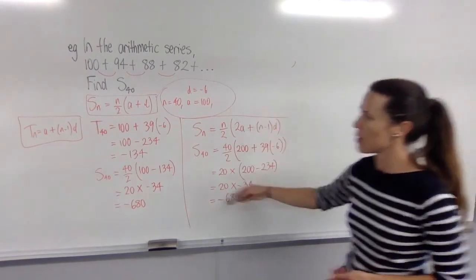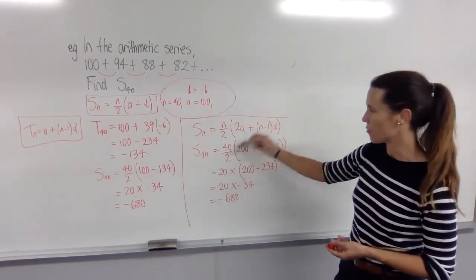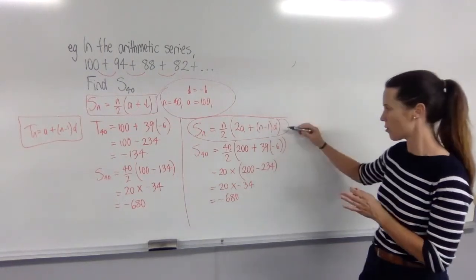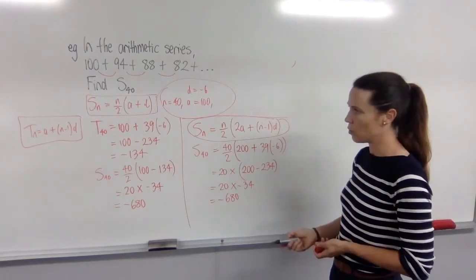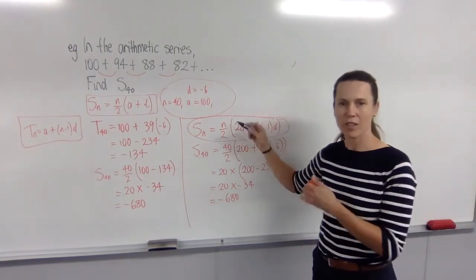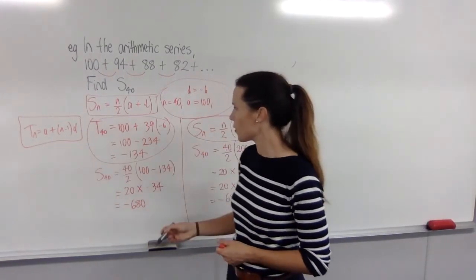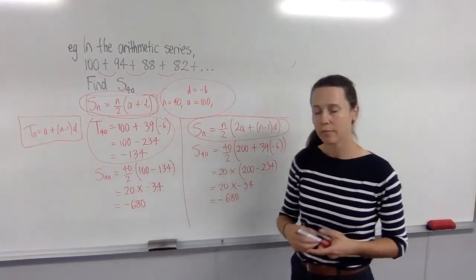Now there's about the same amount of work to do in each one. This one's probably more straightforward in that you've just got one formula, and as long as you know it and you get it right and you've used the right one and you've got your A and your N and your D, this one's quite straightforward. But if you've forgotten it or this one doesn't make sense to you, finding that 40th term and throwing it into this formula is equally valid. So take your pick.